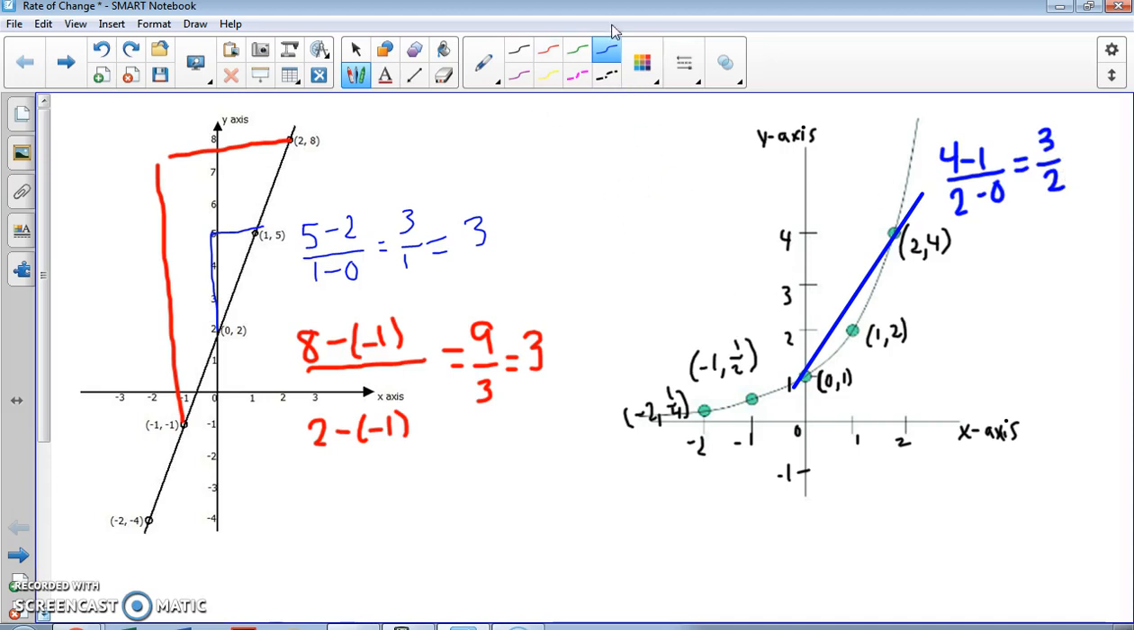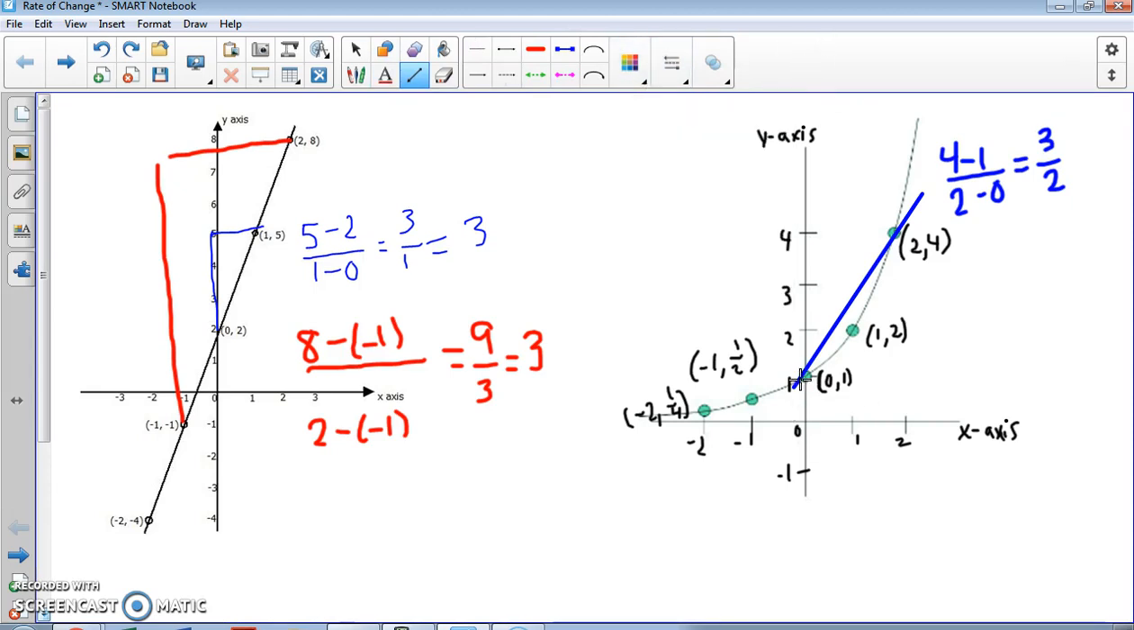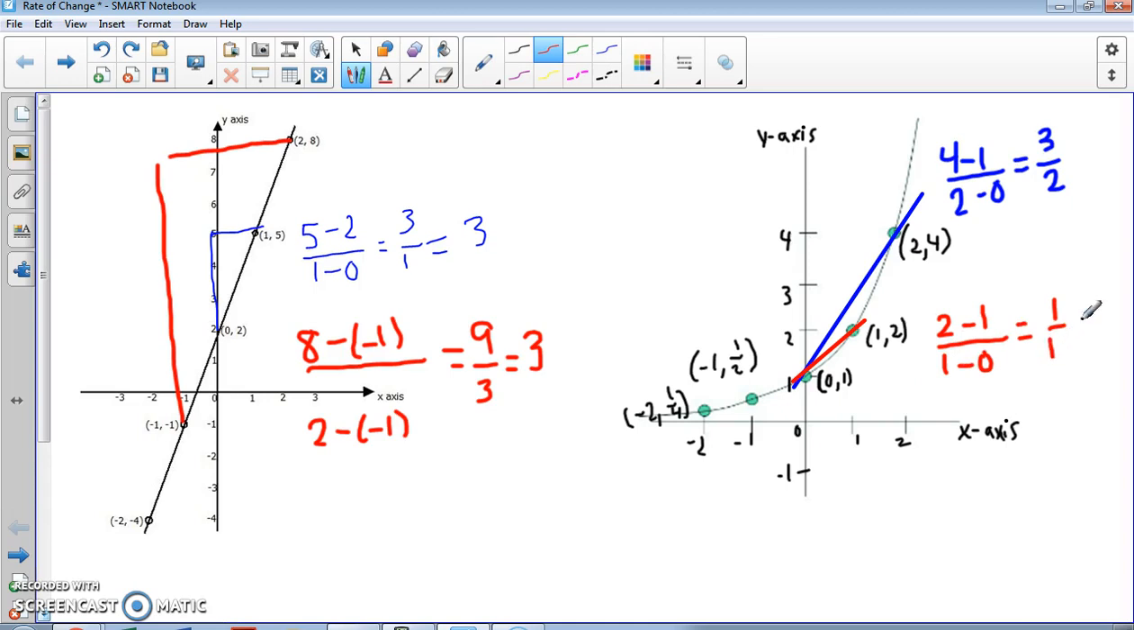Now let's go in closer here. Let's look at the rate of change between these two points, or our average rate of change here. So 2 minus 1 over 1 minus 0, we get 1 over 1, or 1. So here we notice we don't have the same average rate of change. And if we pick points that are even closer, we're going to get a difference.